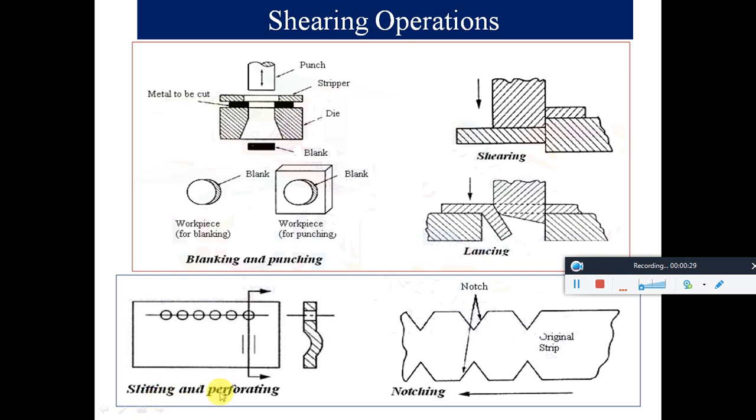Here, the slitting and perforating. So these are the perforations we have. We can have a number of holes of minimum diameter, and this is said to be slitting or perforating, and the shearing at the corners or the sideways is said to be notching.